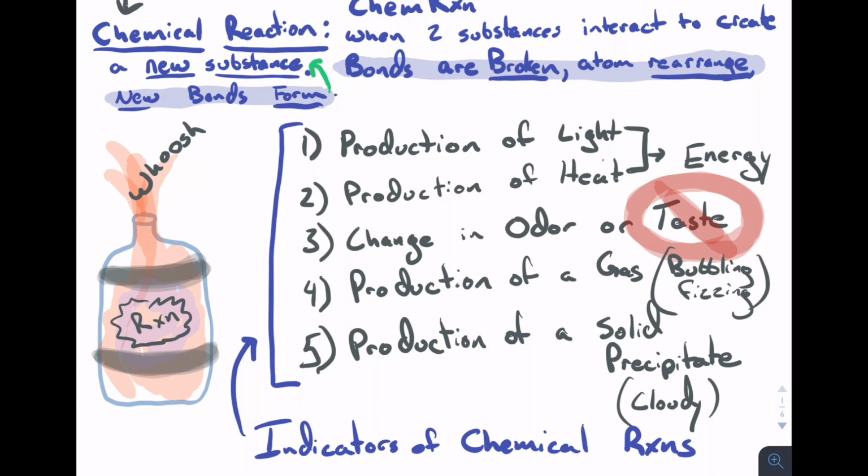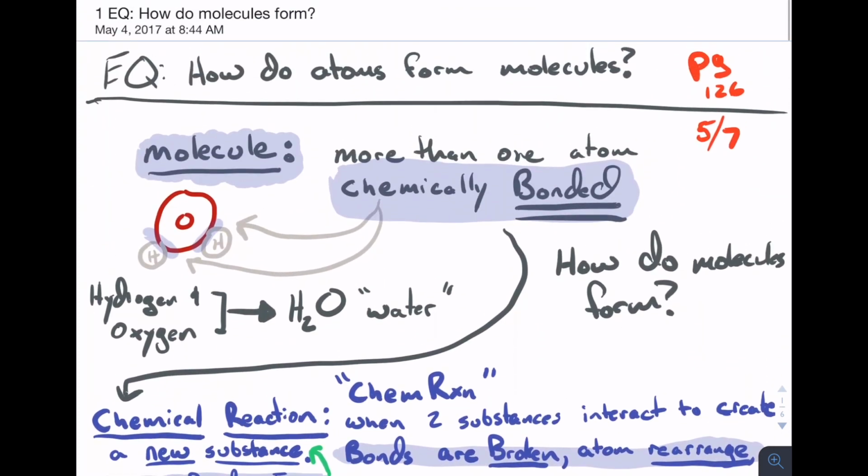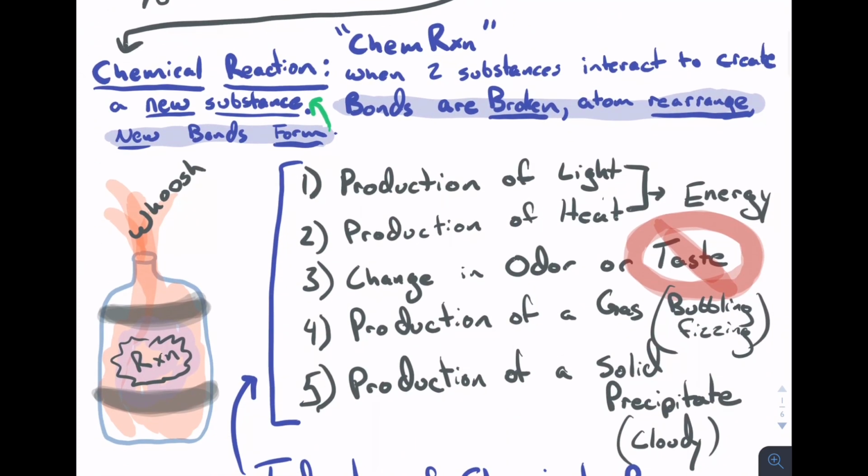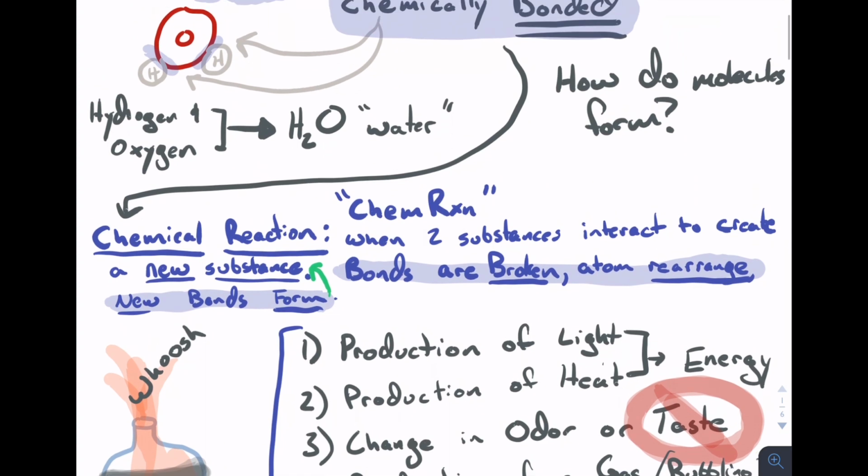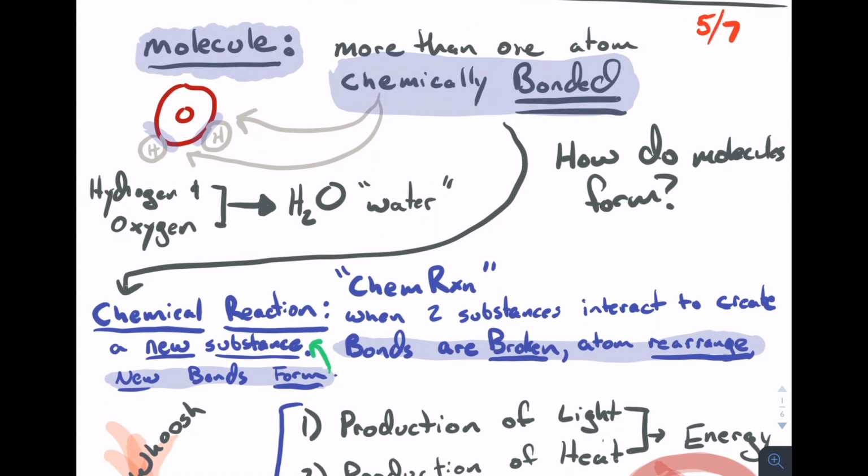So that is part one here of how do atoms form molecules. Atoms form molecules through the process of a chemical reaction. That's when two substances interact to create a new substance. The bonds are broken, they rearrange themselves, and new bonds form. The bond that we're talking about is what's inside that molecule that holds the two atoms of different elements together. And by creating that bond, you create a new substance.